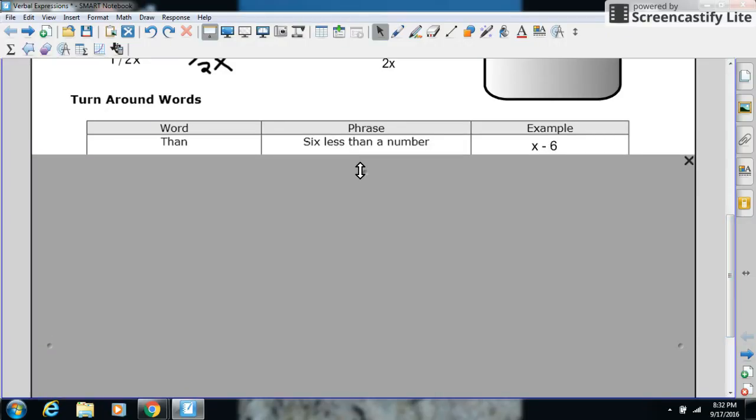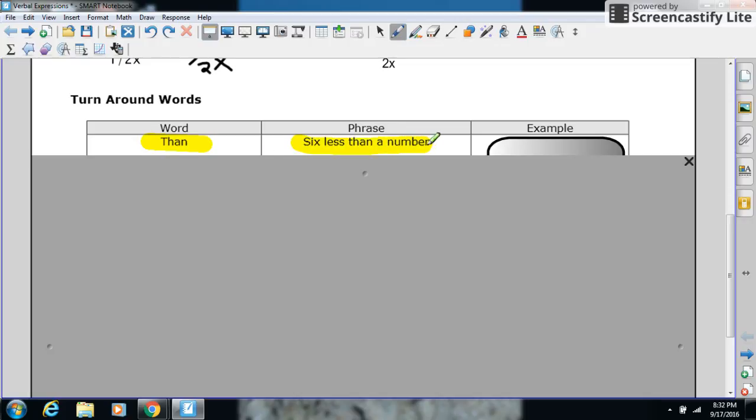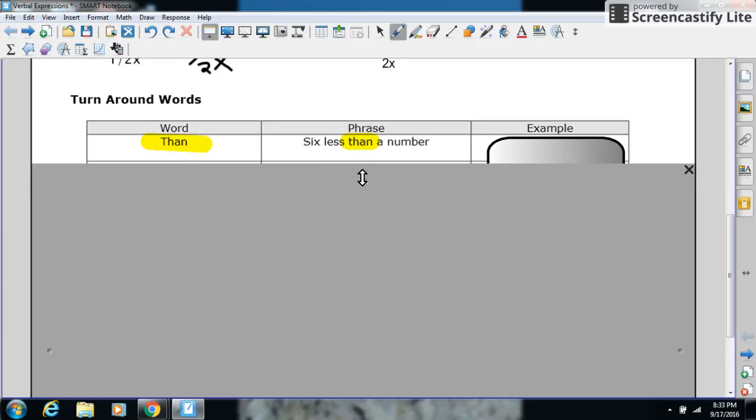There's some phrases that are turnaround numbers. I should have moved this down a little bit. All right, turnaround words means you flip things around. The word than is a turnaround, means you don't write it first, it's going to be second. So in the phrase 6 less than a number, the word than tells you that it's not going to be 6 minus, it'll be minus 6. That word than is referred to as a turnaround number. So when we're asked to translate 6 less than a number, it wouldn't be 6 minus x, it would be x minus 6. All right, that's your example.